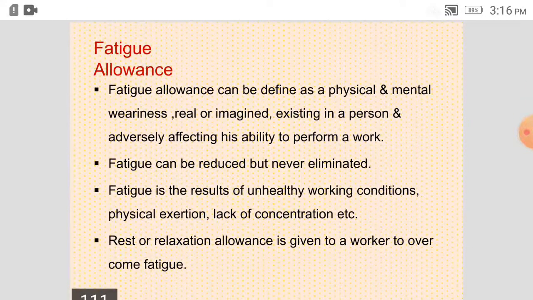Then next is fatigue allowance. Fatigue allowance can be defined as physical and mental weariness, real or imagined, existing in a person and adversely affecting his ability to perform a work.